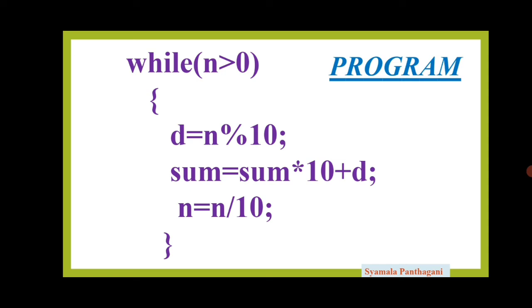This is the calculation part. While n is greater than 0, d is equal to n mod 10, sum is equal to sum star 10 plus d, n is equal to n by 10.